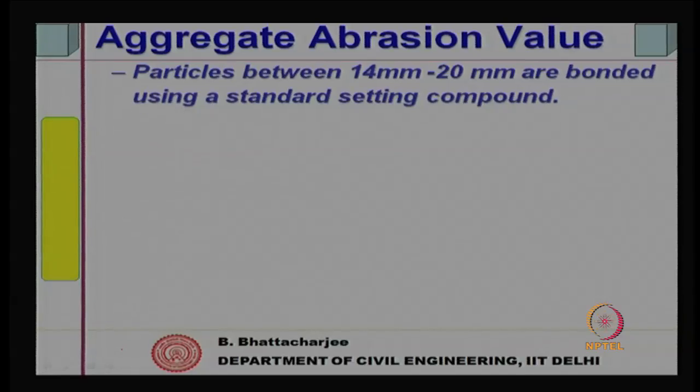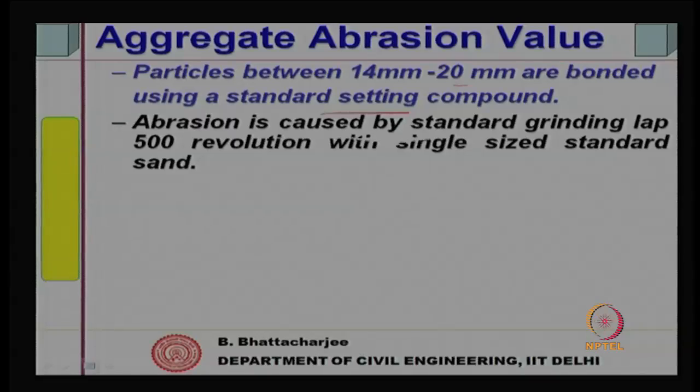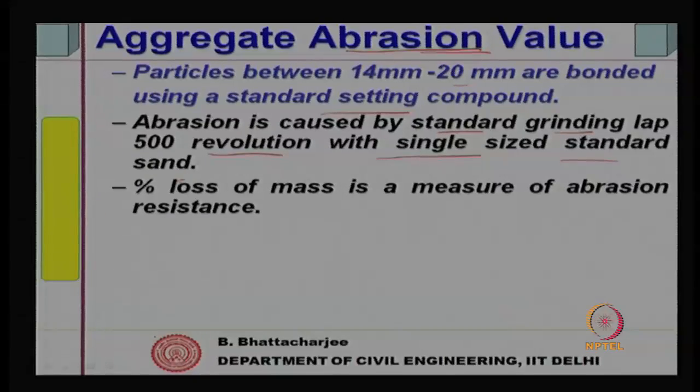Aggregate abrasion value: particles between 14 mm and 20 mm are bonded using a standard setting compound. You want to find out the abrasion value, which is quite useful in the case of pavement and flooring, where you expect a lot of abrasion. Abrasion is caused by standard grinding and lapping through 500 revolutions with a single size standard sand. So, you cause abrasion through sand of single size, right. This does what is called lapping and grinding, and percentage loss of mass is a measure of abrasion resistance.